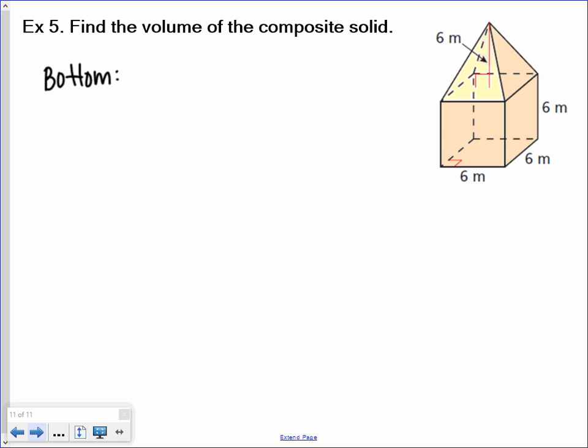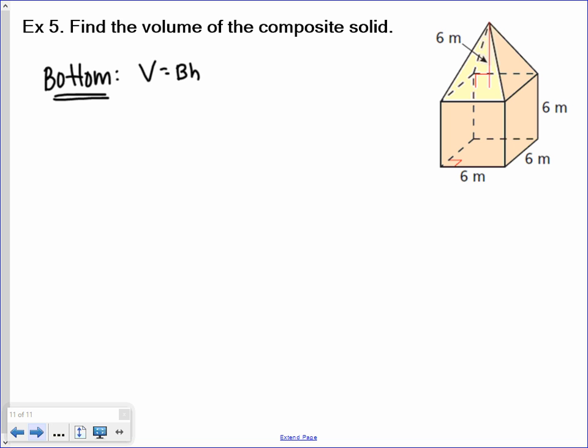Okay, that is a prism on the bottom. Volume of a prism, the formula was just area of the base times the height. So I want you to try and just ignore for a second this little roof on our house. Just ignore it, and just look at the box down here.